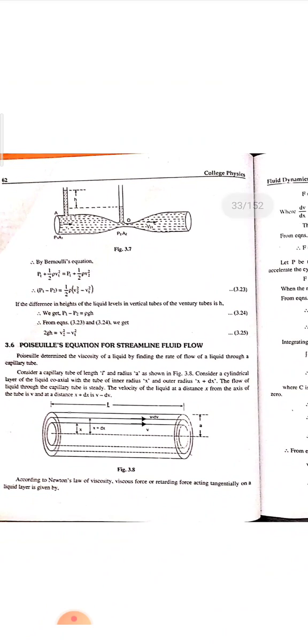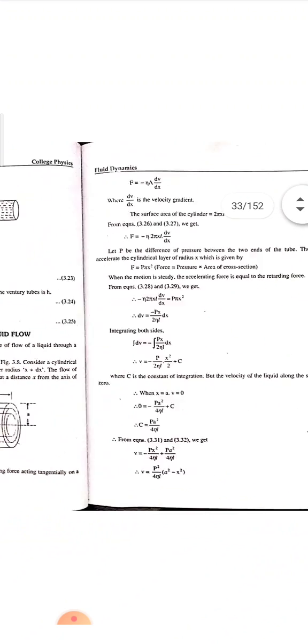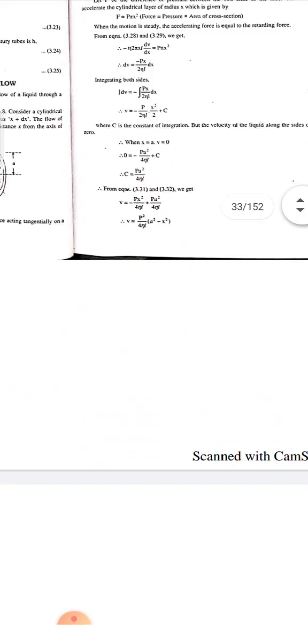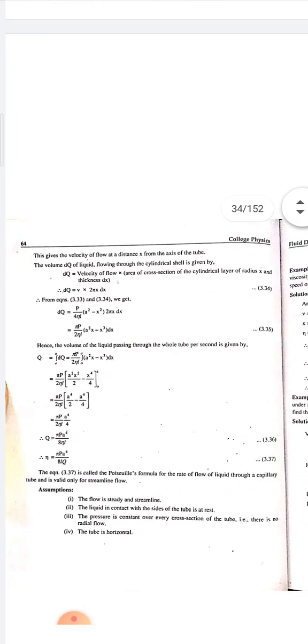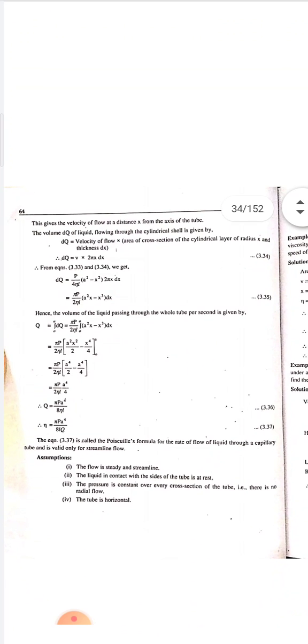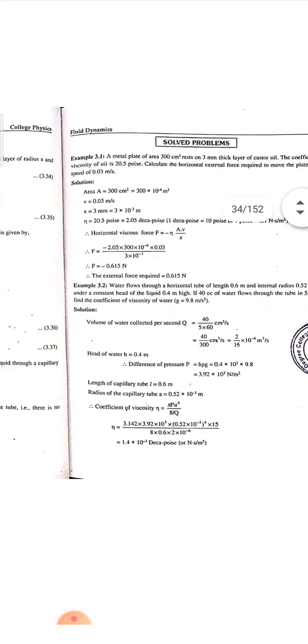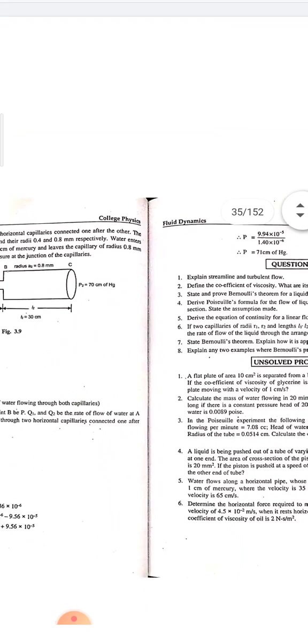Then the Poiseuille's equation for streamlined fluid flow. We are not going into the details of this equation, we are just highlighting it. η = πPa⁴/(8lQ) is called Poiseuille's formula for the rate of flow of liquid through a capillary tube and is valid only for streamlined flow. Assumptions: the flow is steady and streamlined. The liquid in contact with the sides of the tube is at rest. The pressure is constant over every cross section of the tube, that is, there is no radial flow. The tube is horizontal. This is about fluid dynamics.